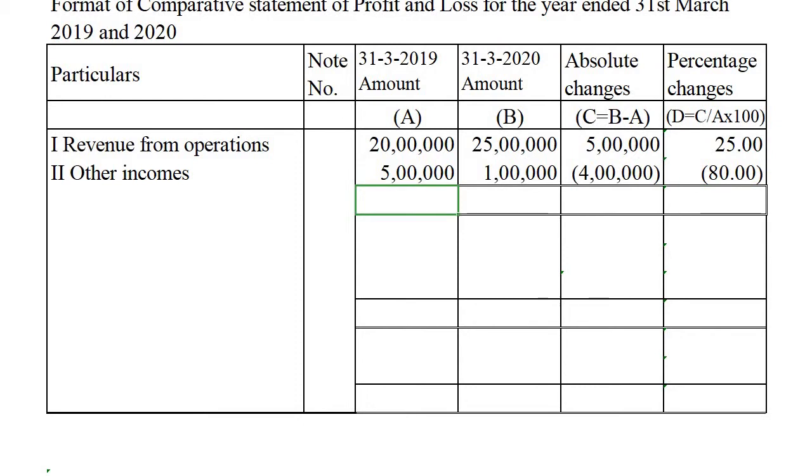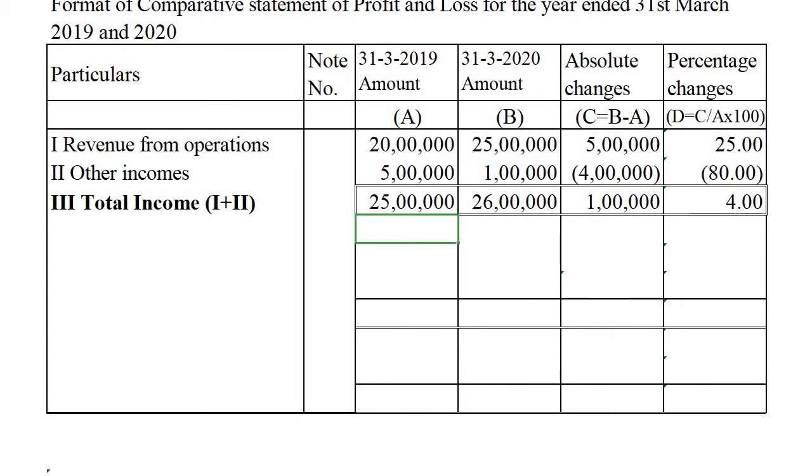Okay, now we can add the columns. Total income we will get here. Total income is, previous year 25 lakh, current year 26 lakh. How much is the increase? 1 lakh is the increase. So 1 lakh divided by 25 lakh into 100. How much? 4%. Okay. So this is the total of incomes. So you understood how it can be calculated. So for every line you have to calculate the percentage in the last column.